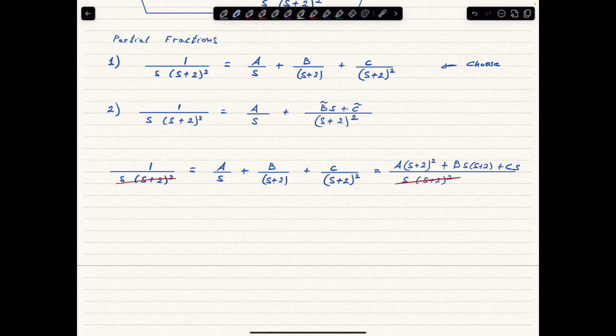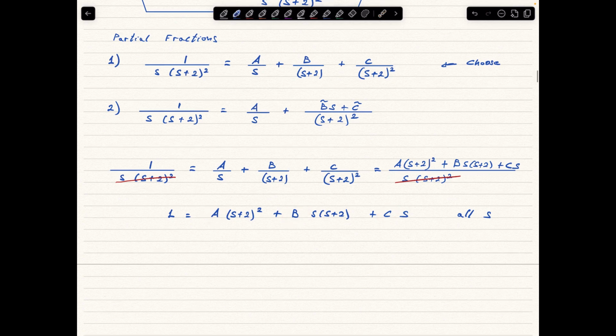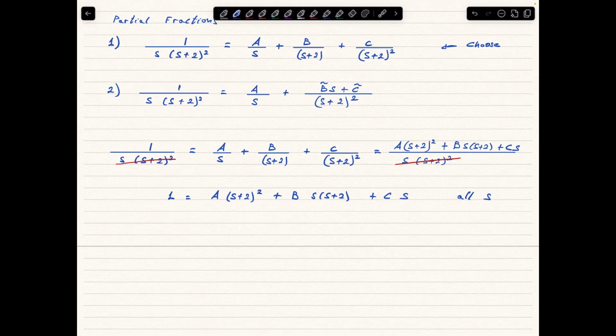Then we simplify the denominators, and we have our equation that we need to satisfy for all values of s: 1 equals a times s plus 2 squared, plus b times s plus 2, plus c s, and this has to be true for all s. One can prove that this equation for all s has one solution for a, b, and c. We know that fact, and we are going to just evaluate this equation at different values of s and get the constants.